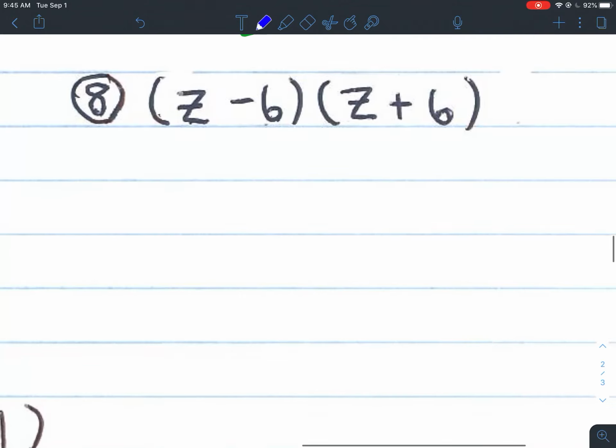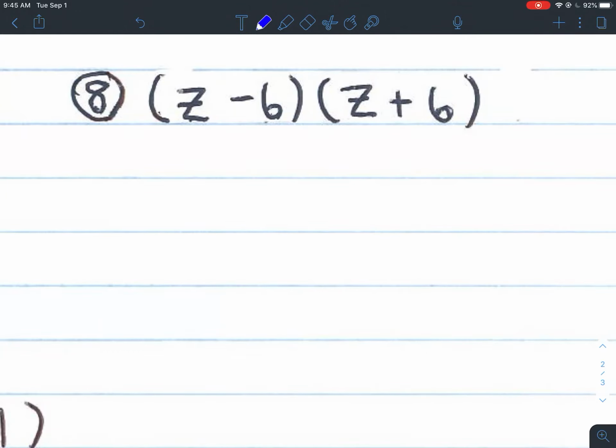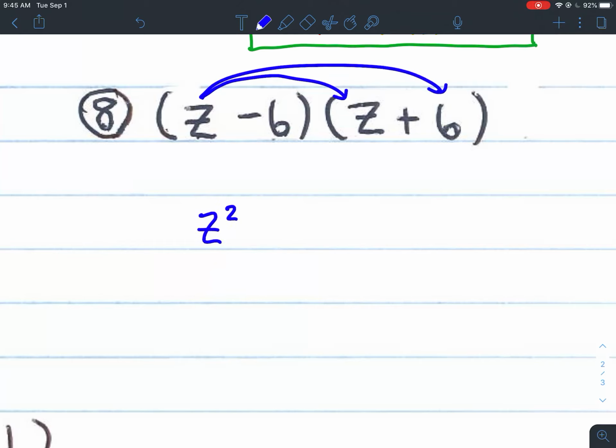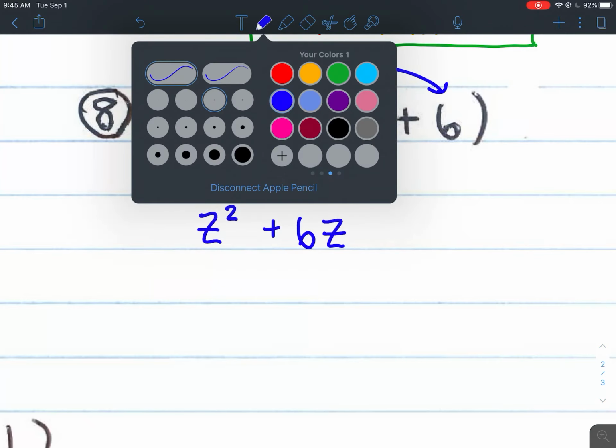Okay, so I'm going to go ahead and begin. I see that I have 2 sets of parentheses here. I see that the operation in between is multiplication, so I'm going to multiply by double distribution. So z times z is going to give me z squared. Z times positive 6 is going to give me positive 6z.